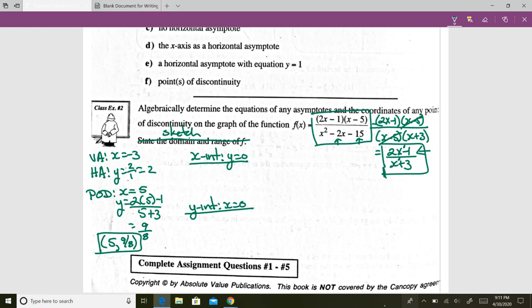If I put 0 in for x, this whole top goes away except for -1. If I put 0 into x at the bottom, I'm just left with 3. So my y-intercept is -1/3. That's it. Easy enough.